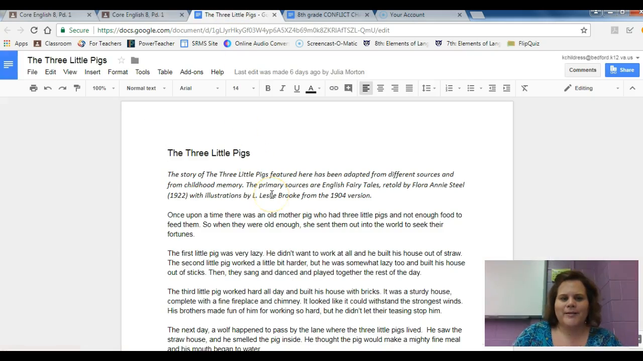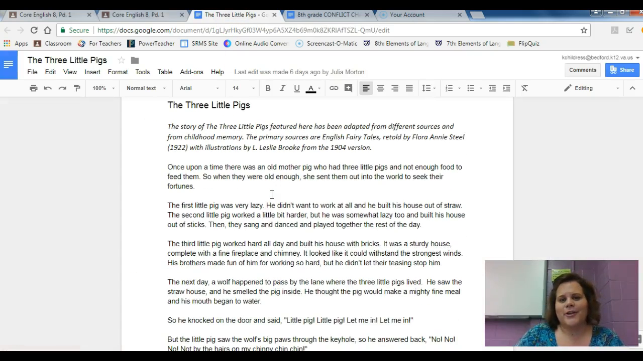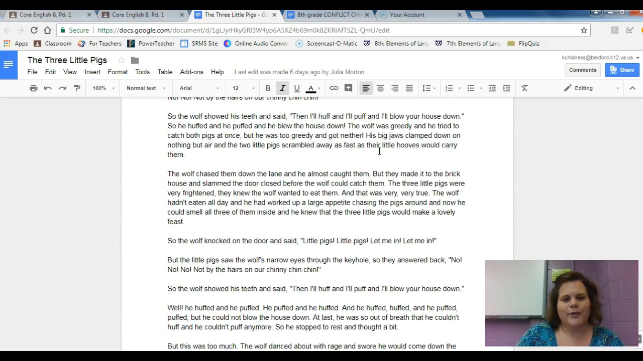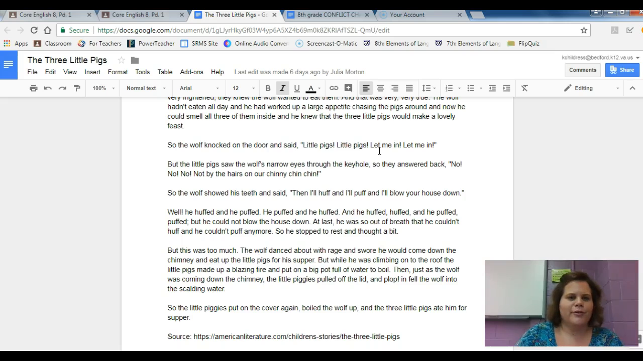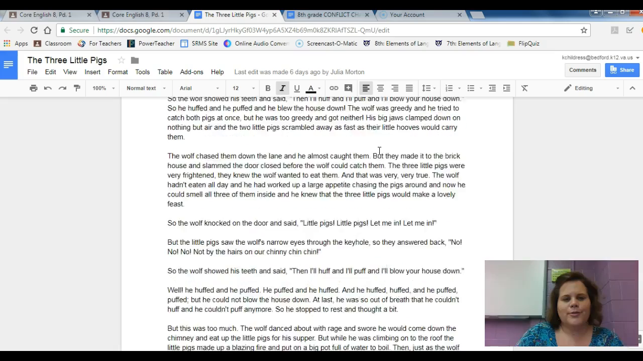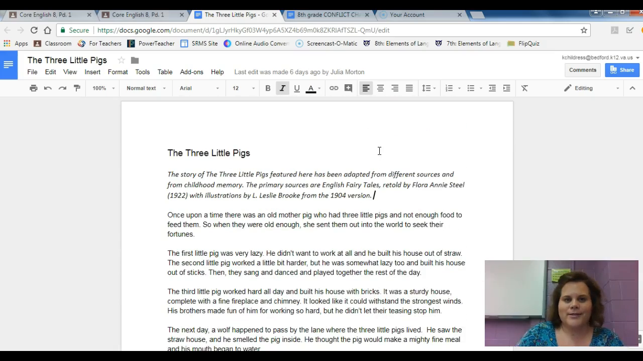Don't go by memory because there are a lot of different versions of fairy tales. So you're going to be specifically using the one that says 1904 version, 1922, so this document right here. And you actually need to read it, because even if you remember it from when you were little or from a Disney version or something, this one could be a little different. So first step, read the Three Little Pigs. You could do voices if you like.